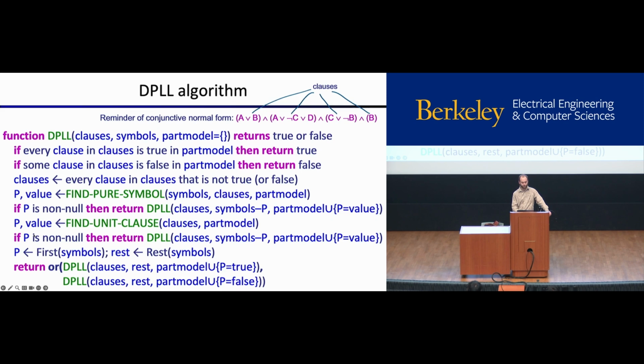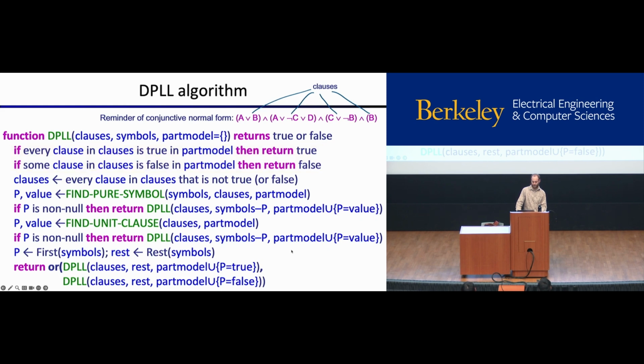That'll be much quicker. Likewise, we call some function that checks for unit clauses. Is there a clause where there's only one symbol left that is not yet resolved? If so, we'd better resolve it in the way that makes the clause true. So then we get P and the value that it's supposed to take. Or it returns a null value if there is no unit clause. So if P is non-null, then again, we set it the right way and keep going. Otherwise, too bad, we have to bifurcate, we have to try two possibilities, one where P is true and one where P is false.